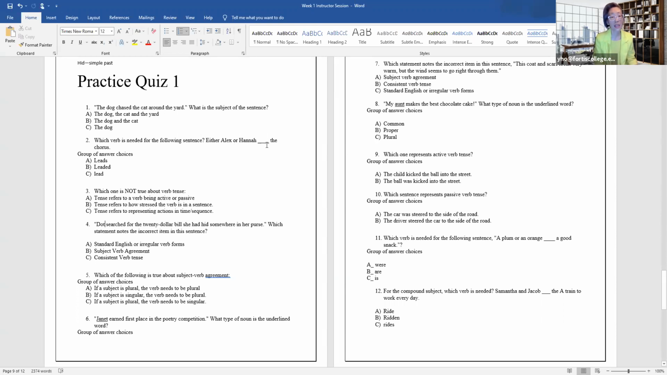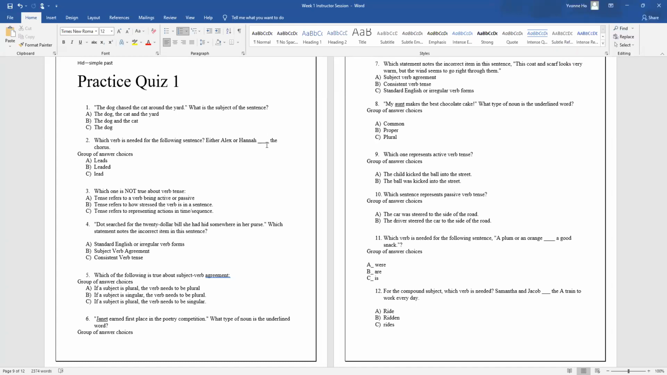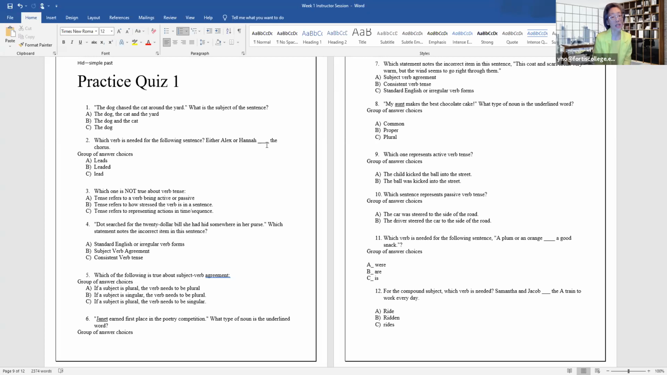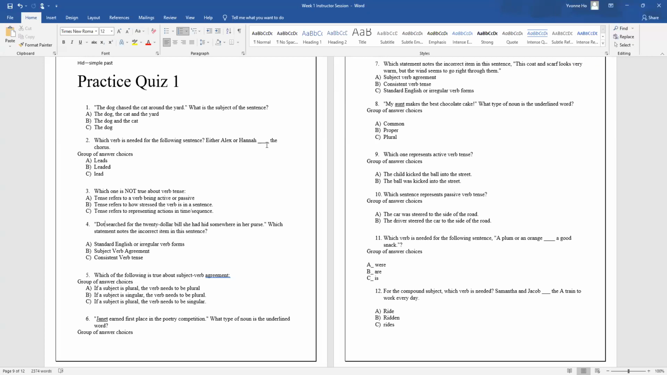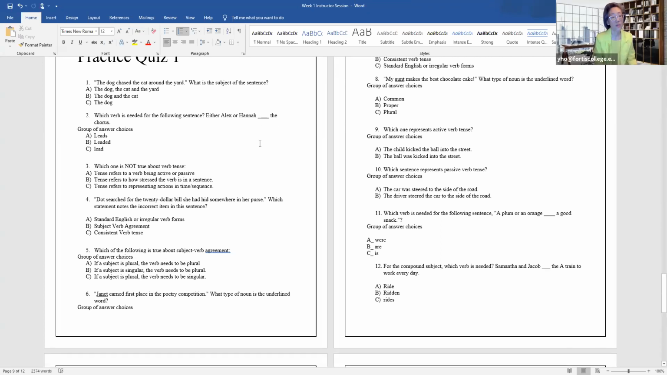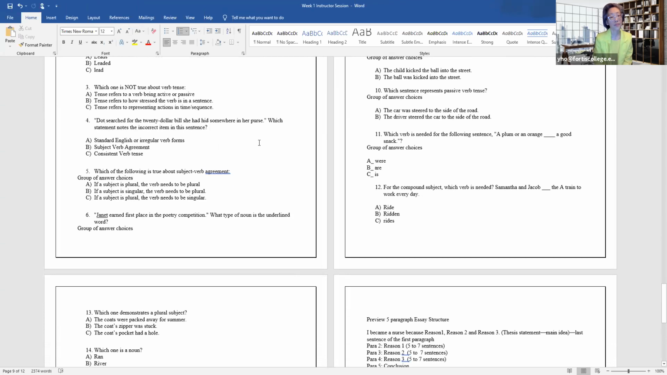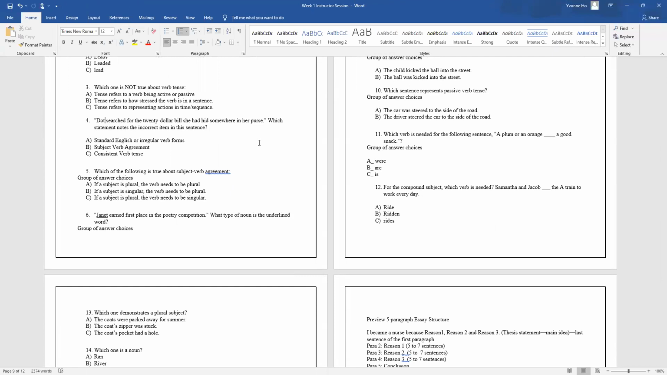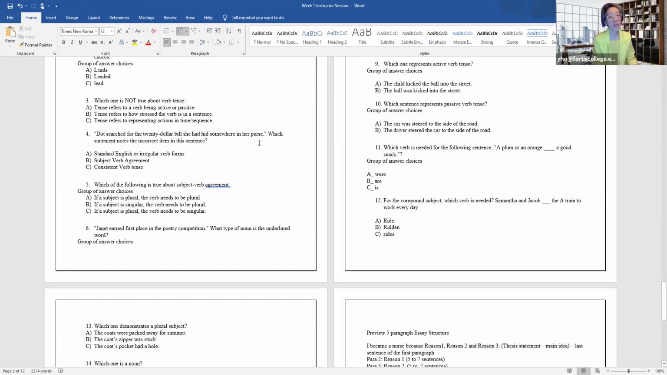Alex, Hannah, leads. Which one is not true about the verb tense? A, B, or C? Anybody? B, excellent. Dot searched for the $20 bill she had hid somewhere in her purse. What is the correct answer? Anybody? C. Which of the following is true about the subject verb agreement? A, B, or C? A.